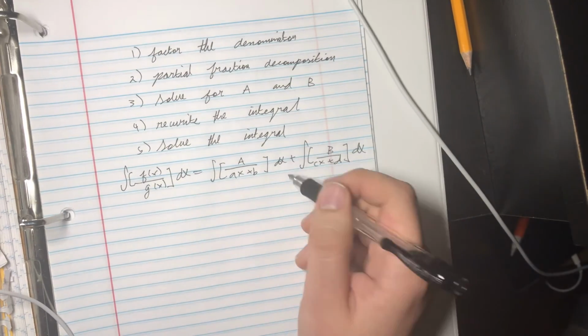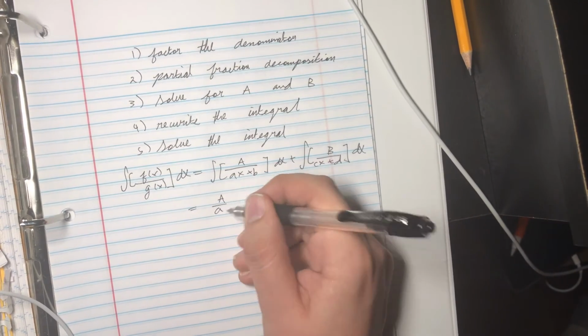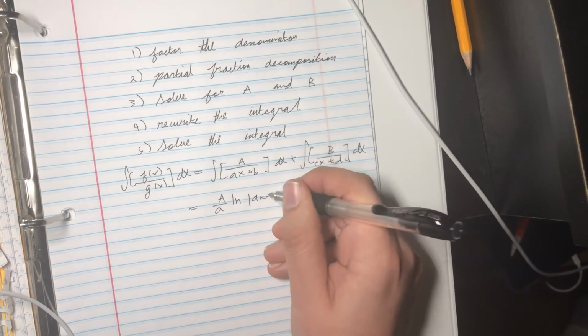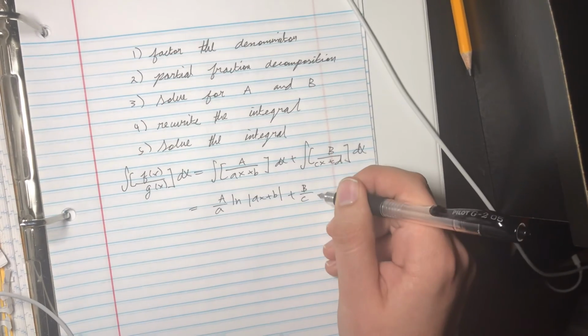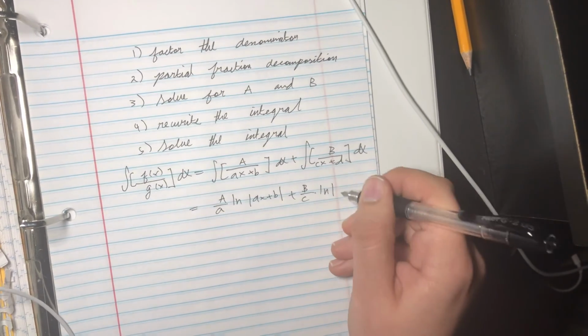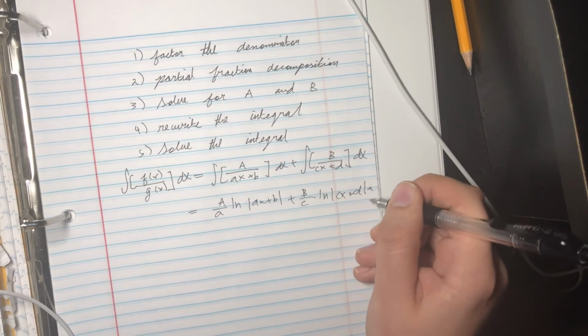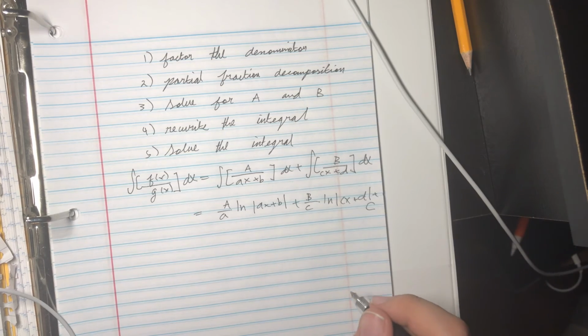If you're able to do this, that means that your integral will be equal to capital A over lowercase a times the natural log of the absolute value of ax plus b, plus capital B over c times the natural log of cx plus d, plus C, because it's an indefinite integral. And that's essentially what we did here.